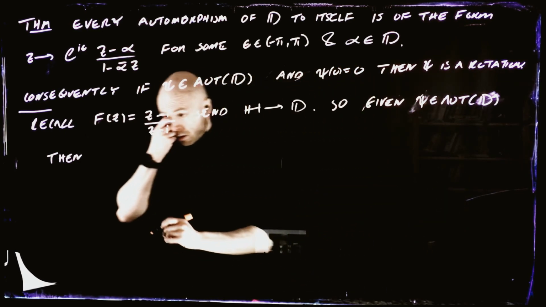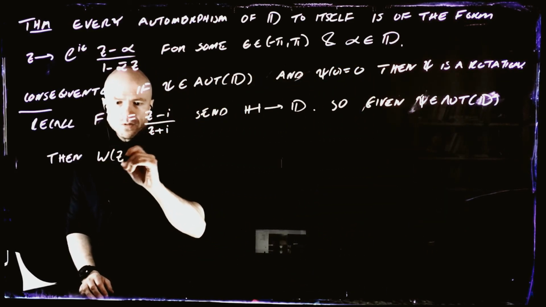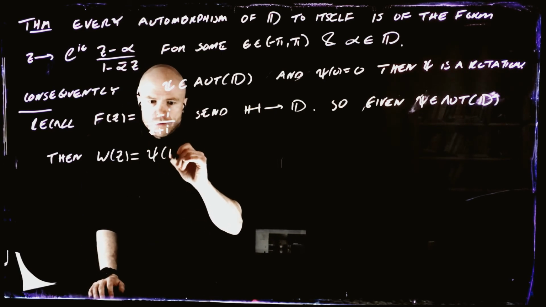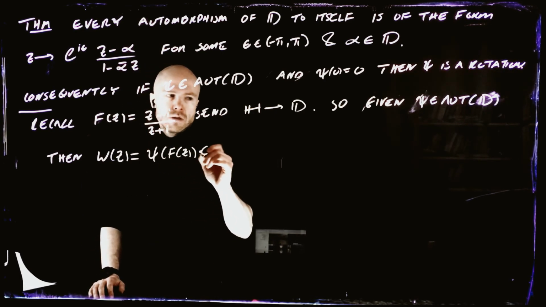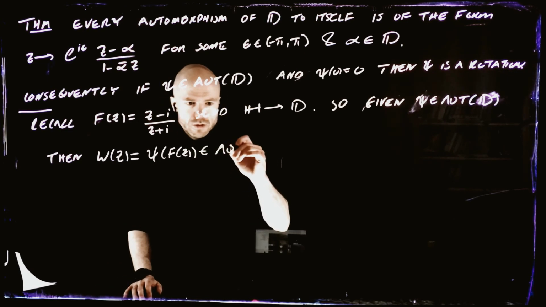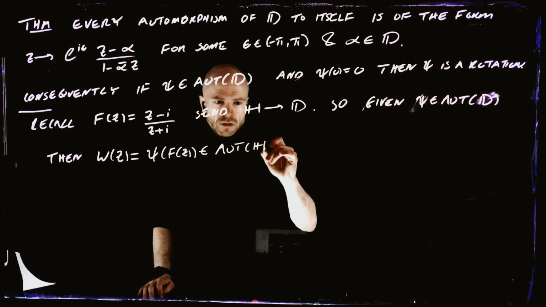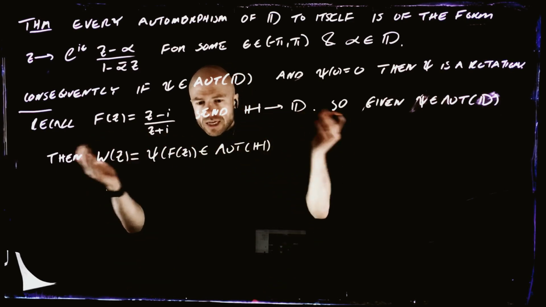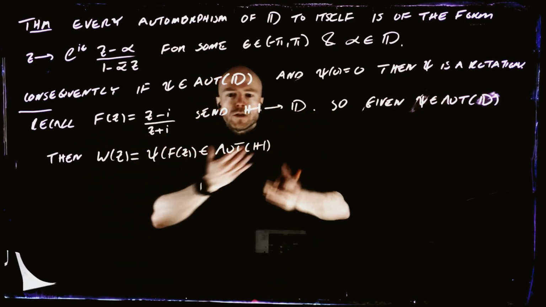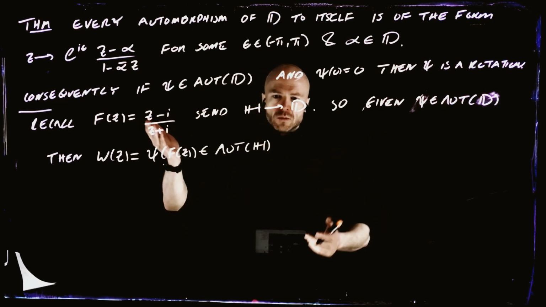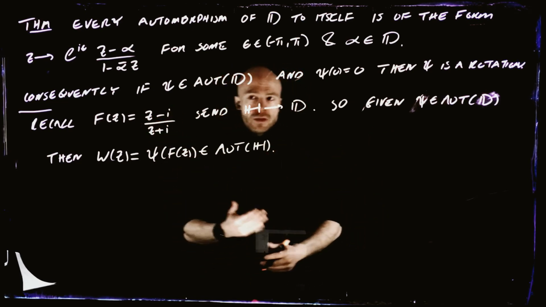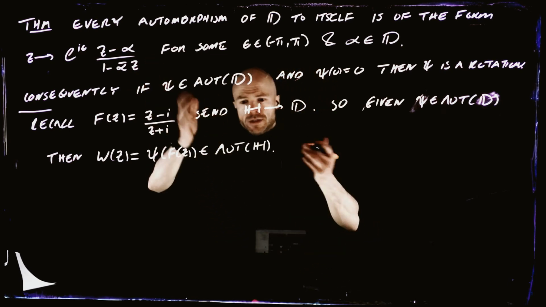Then W of Z, which is equal to phi of f of Z, is an automorphism of the half space, right? So these groups are exactly isomorphic, right? Because we can go backwards and forwards for every single element with this transformation. Yeah? And then using our explicit characterization, it's some algebra.